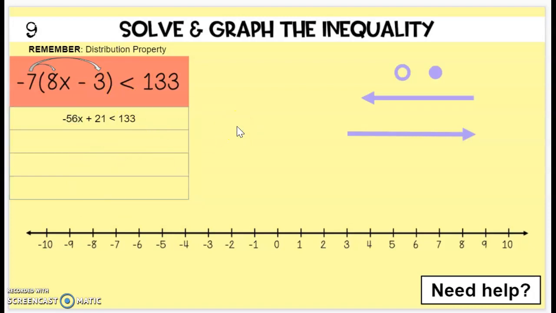If you have any questions, go back to the questions that were before this, where we had to flip the sign and other things that we had to go through. But I need you guys to finish this up, and I need you then to graph it down here. Decide whether or not it's an open circle or closed circle, and which way your arrow is going to go.